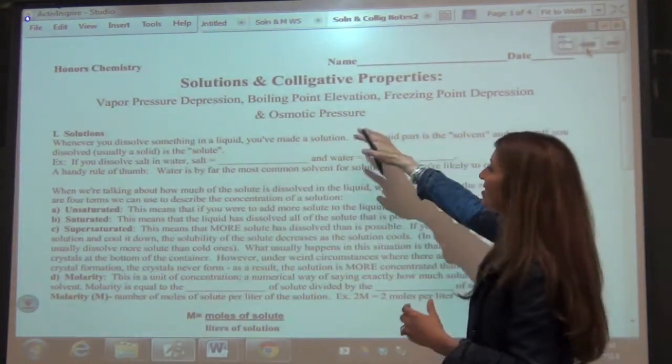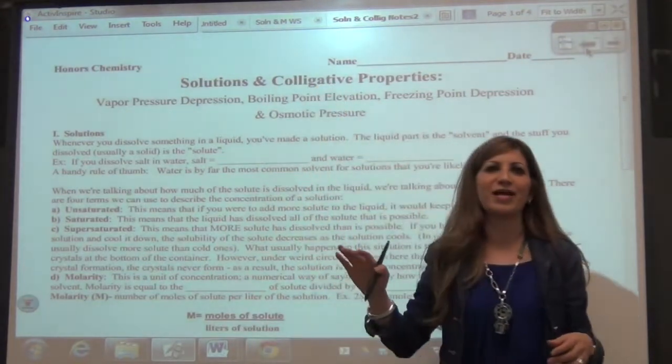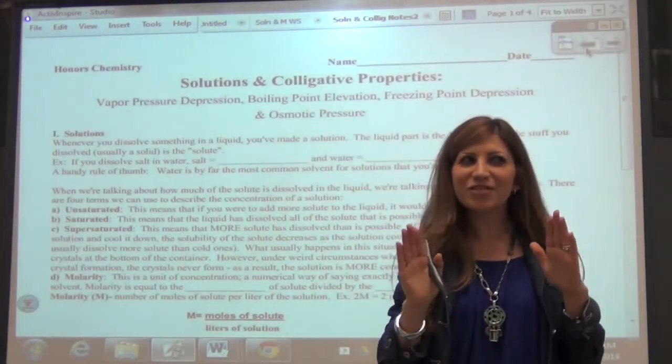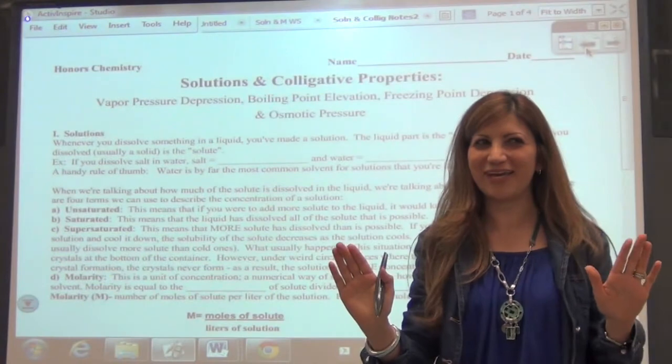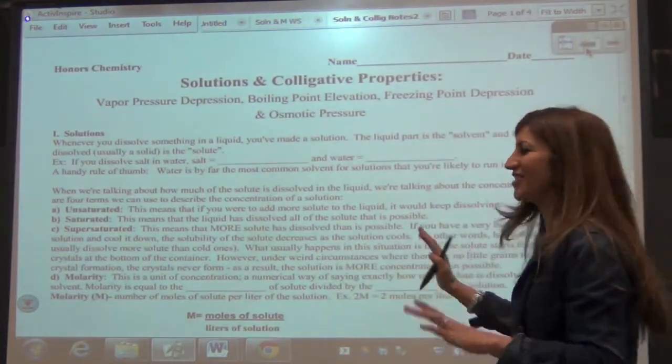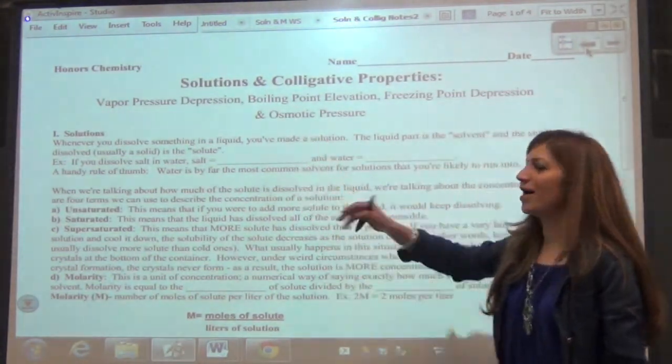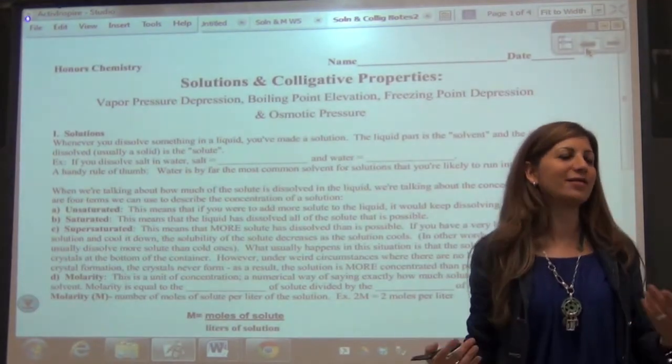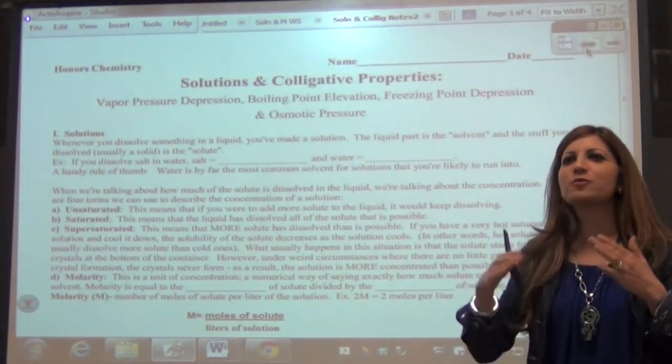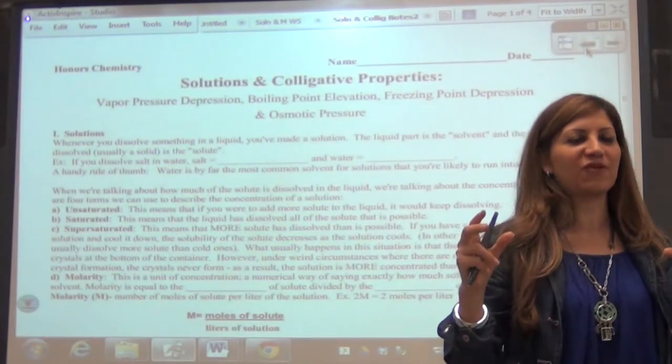So what we're going to do is we're just going to talk about solutions. We're going to touch a little bit on colligative properties, I think just to the point so that we can make ice cream, okay? So that we can make it relevant too. So we're just going to do a little bit of how do you make a solution? What does it mean?